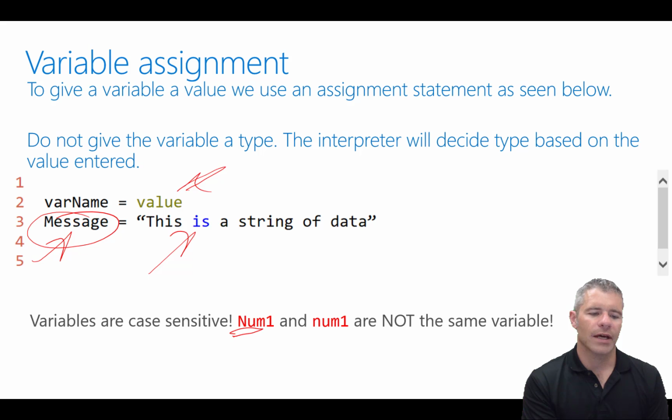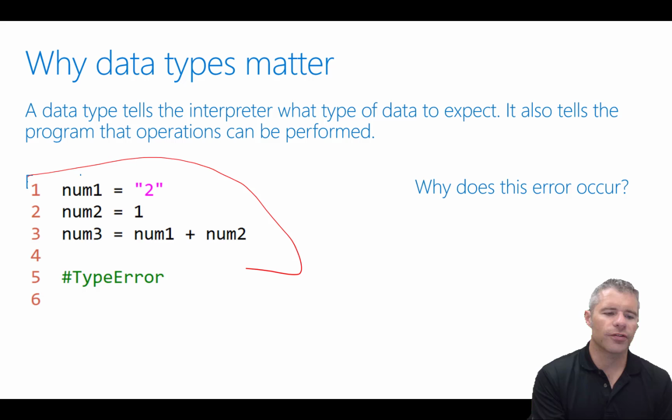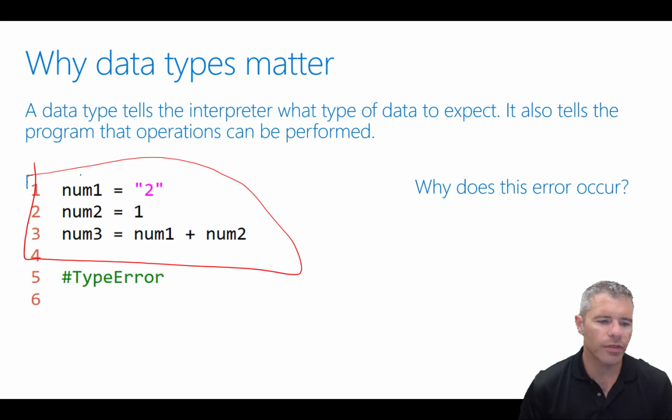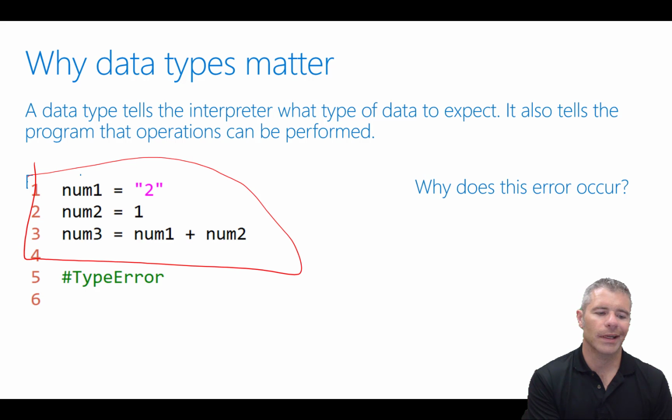Remember that case counts. So num1 and Num1 are not the same thing. A capital N will throw you off there. You look at this piece of code here, and you might assume that num3 should equal 3, right? Because 2 + 1 is 3. Well, a stupid computer can't figure that out. In this case, it will actually return an error.